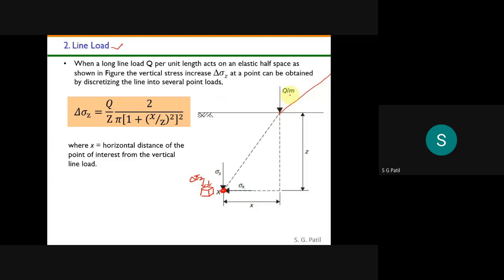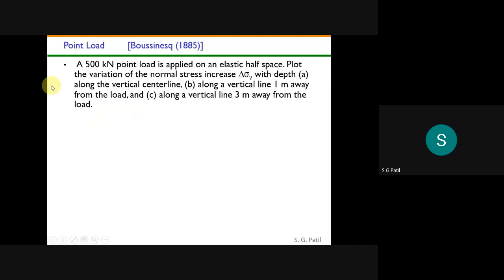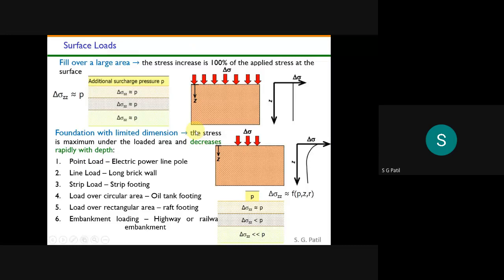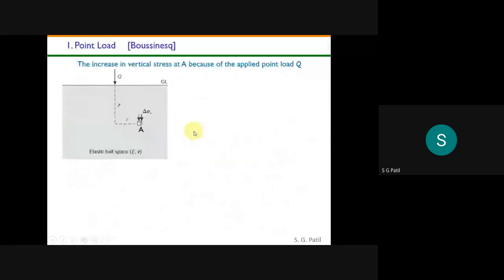So if you are to calculate, this is the formula you should use. Delta sigma z equal to q by z into 2 divided by pi of 1 into x plus x by z whole square and whole square here. Anyway, this formula is not that important. Don't try to remember this, but I want you to remember at least that first formula. This is a very important formula. So this you should remember.